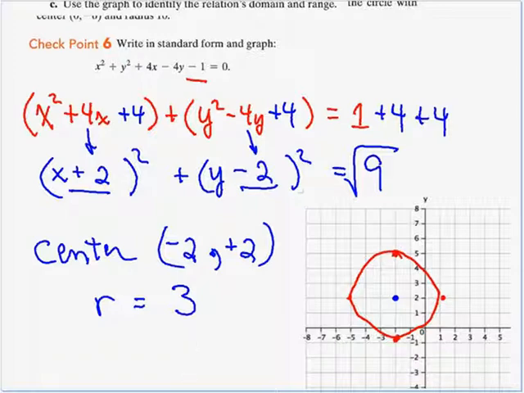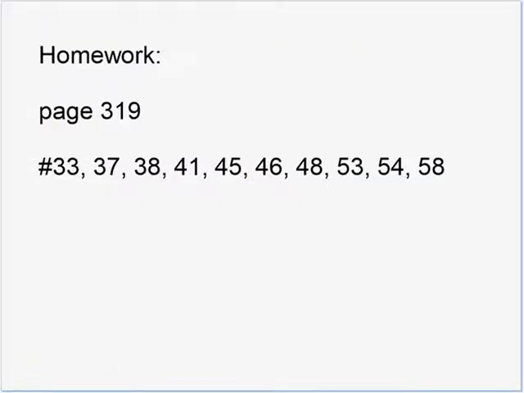Okay, some homework to have a little fun with circles.